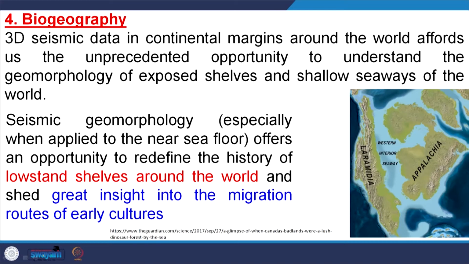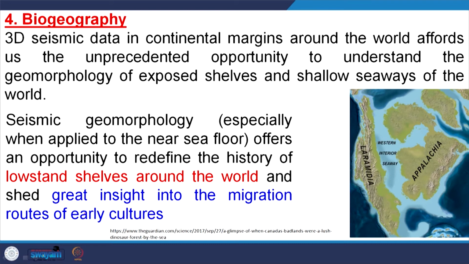Then biogeography. The seismic data on continental margins around the world affords us an unprecedented opportunity to understand the geomorphology of exposed shelf and shallow seaways of the world. If you see in past climate change, when we were talking about the initial classes, many times sea level fluctuation was there, and even in the last glaciation time, the sea level or present-day coastline was 100 meters or so below the present one, or even 1 kilometer below. So, that means it is significant.